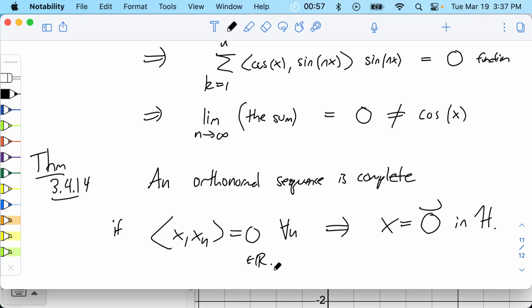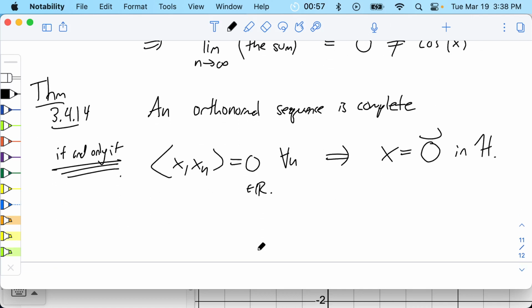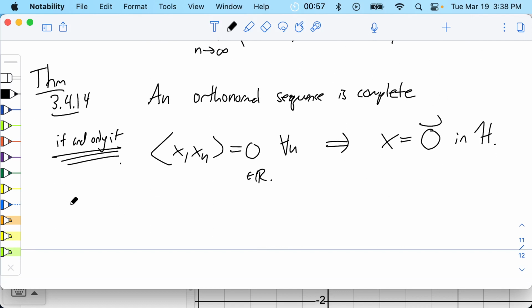And actually, this is an if and only if. This is the exciting thing. So we've basically proven one direction, but it's if and only if. So this is how you check if something is complete. You check, is the only thing that's perpendicular to everything on the list that I have the 0 vector? If that's true, then it's complete. And we've proven one direction, the implies direction.